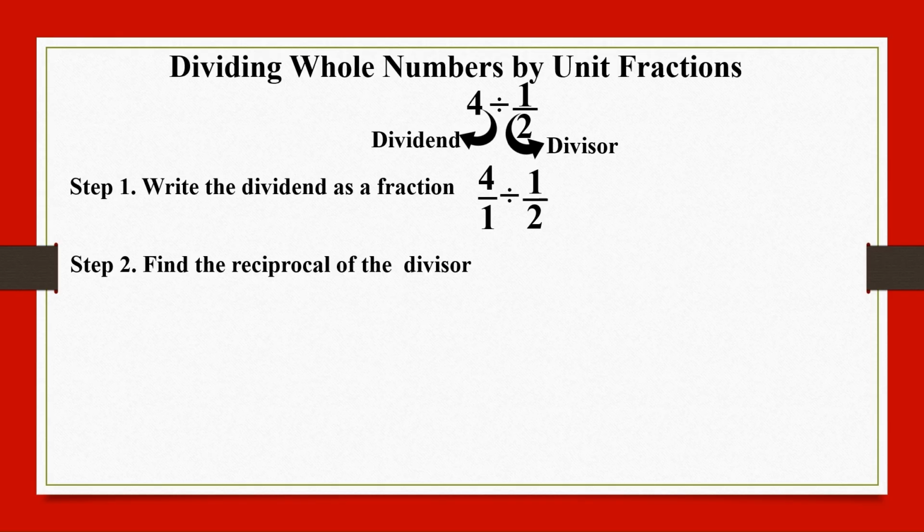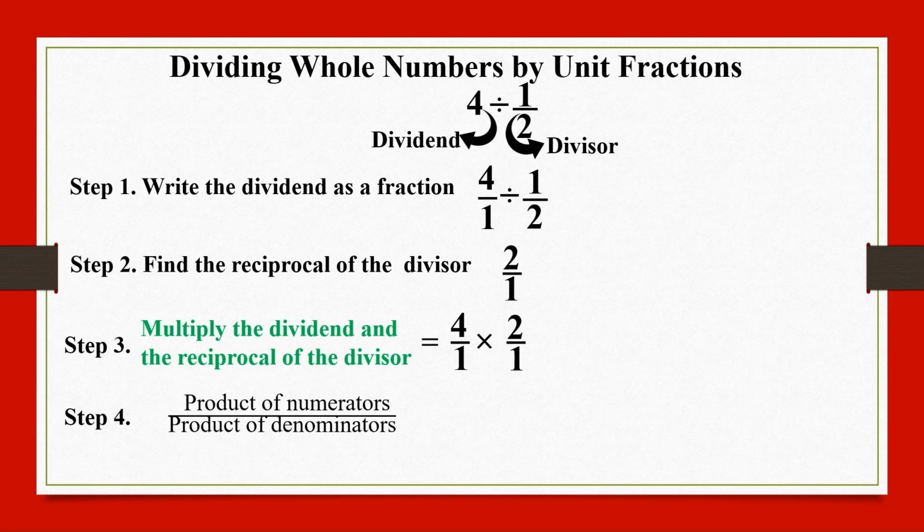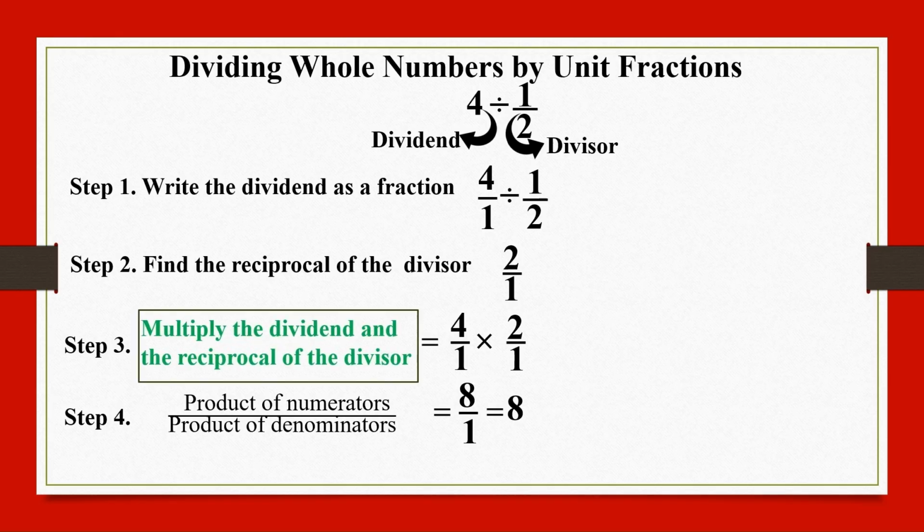Step 2, find the reciprocal of the divisor. Now here the divisor is 1 by 2 and the reciprocal will be 2 by 1. Step 3, multiply the dividend and the reciprocal of the divisor. So 4 by 1 times 2 by 1. And step 4, you have to find the product of numerators and the product of the denominators. So we get here 8 by 1, which is equal to 8. The basic concept that you should remember here is multiply the dividend and the reciprocal of the divisor.